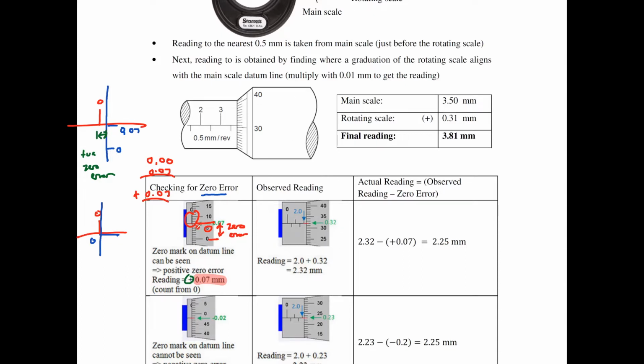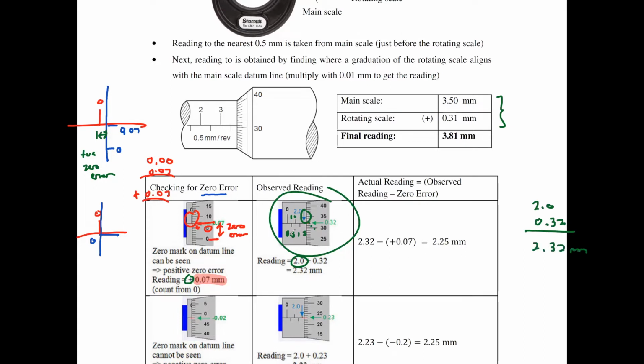Now, if you use this same micrometer with a zero error and you try to measure the thickness of some other object, this is the new reading that you get. So if you apply what you've learned here, what is the main scale reading? If this is 0, this is 0.5, this is 1.0, 1.5, and then this is 2, so it is 2.0 for the main scale. But then what is the rotating scale reading? This one is 30, 31, 32 times 0.01, it will be 0.32. So your end reading is 2.32 millimeter.